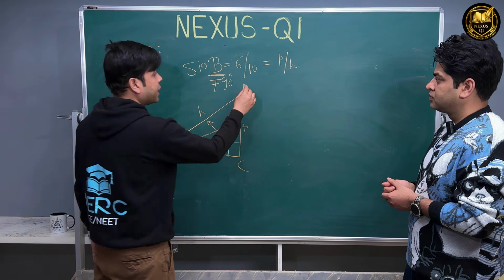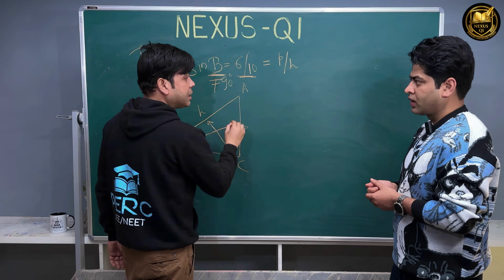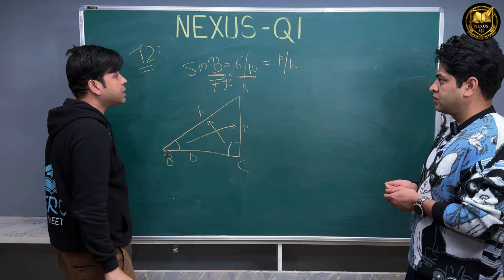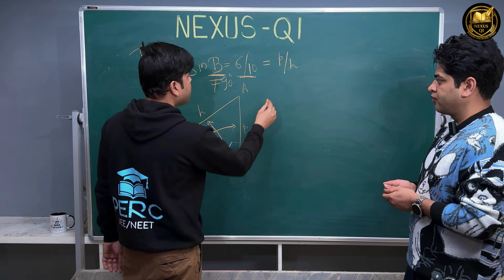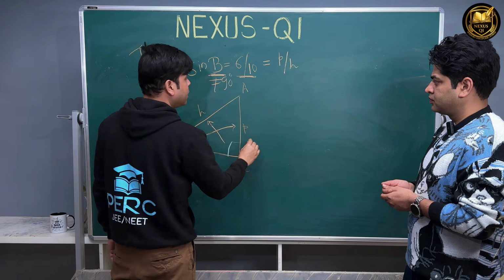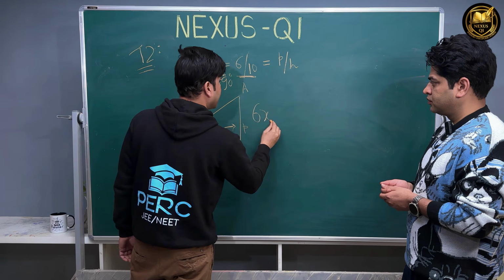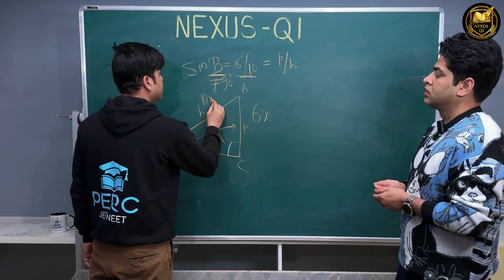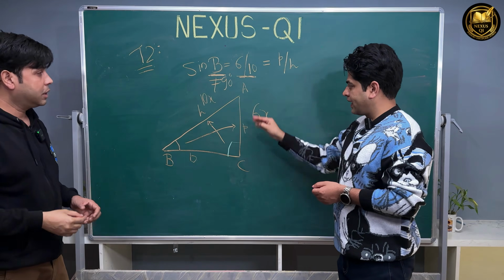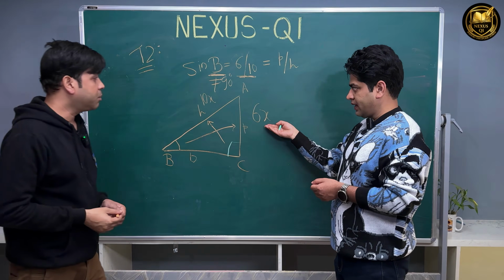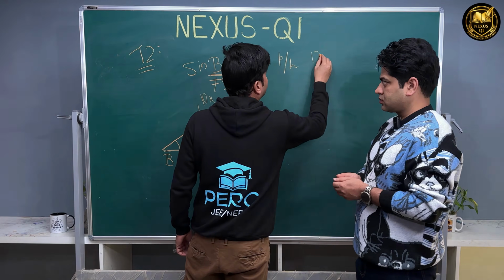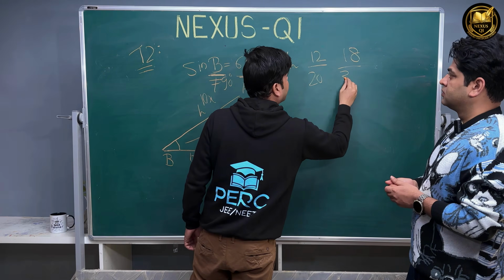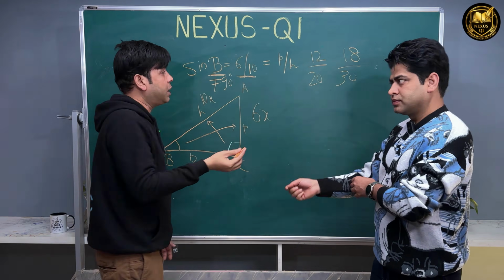Since they have given a ratio, not any length, we can't write 6 or 10. We have to put something called x with it. So this is P, it was 6 by 10. So this we will call 6x, and the hypotenuse we will call 10x. Because it's a ratio, that's why we are multiplying with x. It can be 12 by 20 also, it can be 18 by 30 also. It can be any multiple of 6 by 10.